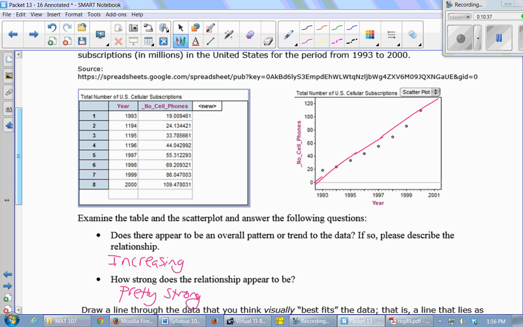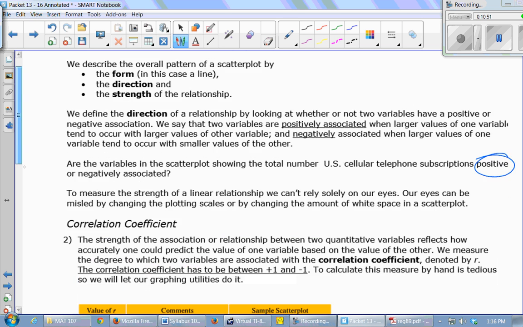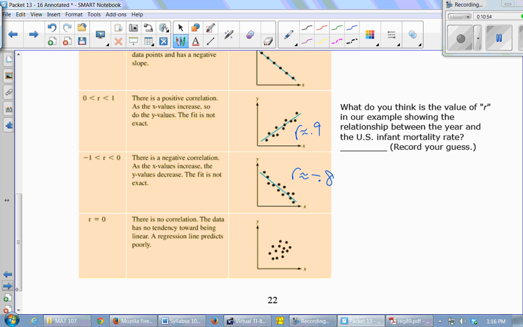So what do you think the R value is for this graph? It's positive. Is it 1? No, it's a little less than 1. 0.8? Yeah. We're completely guessing right now. We don't have a method for actually calculating this, but maybe 0.8. It's definitely positive. It's not perfectly 1. Let's go a little less. And this is actually not infant mortality. It's cell subscriptions. That was from the previous semester.